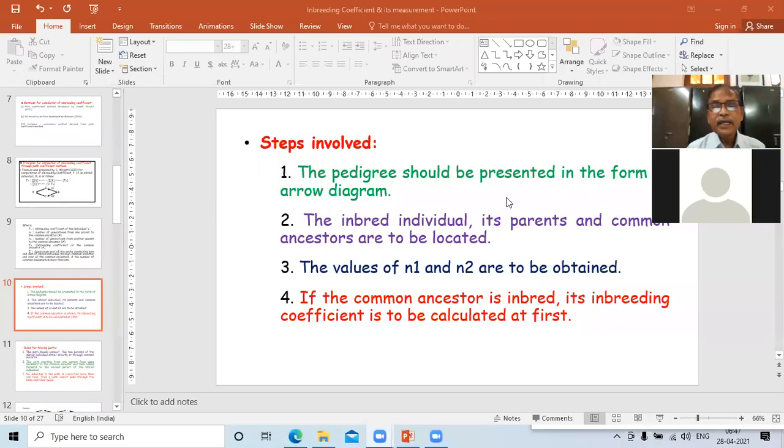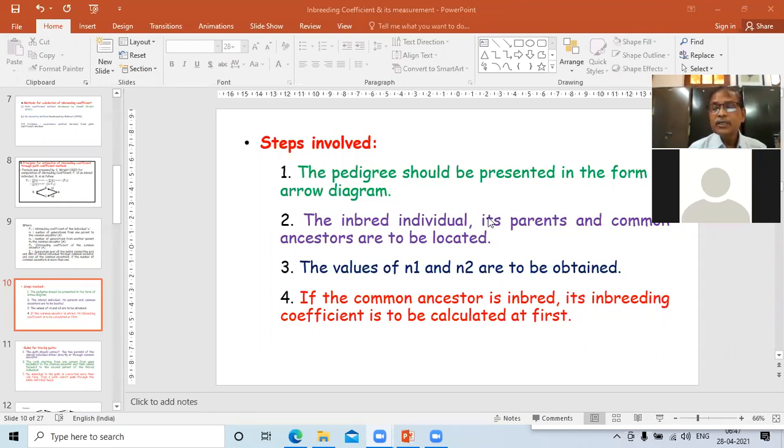So the pedigree should be presented in the form of an arrow diagram. This is the first condition. And the inbred individual, sometimes it may be given in terms of the path in a bracket. I have shown you in the last class that the diagram may be represented in terms of the bracketed diagram, but when you calculate, it should be presented in terms of the arrow diagram. You should prepare the arrow diagram, otherwise you cannot calculate. So the pedigree should be presented in the form of arrow diagram.